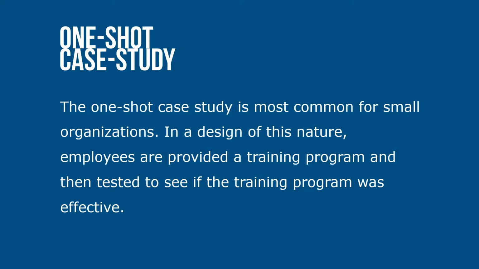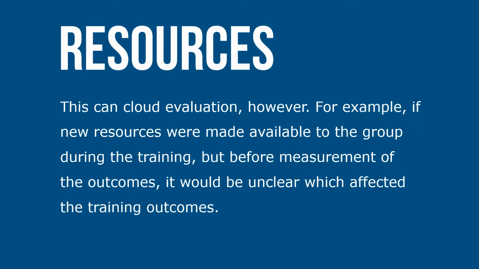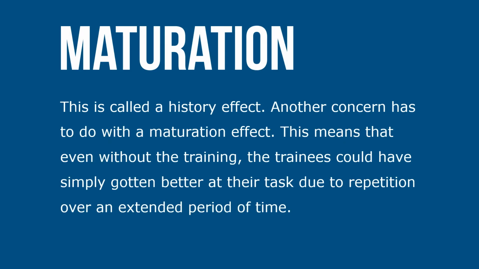In a design of this nature, employees are provided a training program and then tested to see if the training program was effective. This can cloud evaluation, however. For example, if new resources were made available to the group during the training, but before measurement of the outcomes, it would be unclear which affected the training outcome. This is called the history effect.